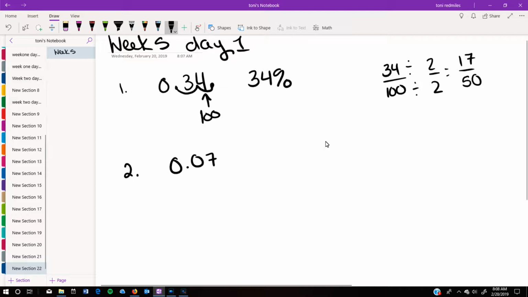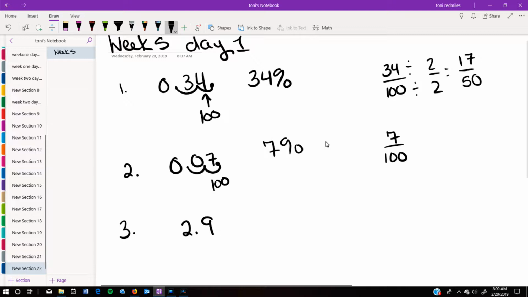Let's do the second one, 0.07. Remember, I take the decimal place and move it to after the hundredths place, which gives me 7%. If this is in the hundredths place, then that's its whole or its place value, so I'm going to get 7 over 100. Because 7 is prime, I have to ask myself, can 7 go in 100 evenly? And that is a no. So I'm done. I don't have to reduce that one.